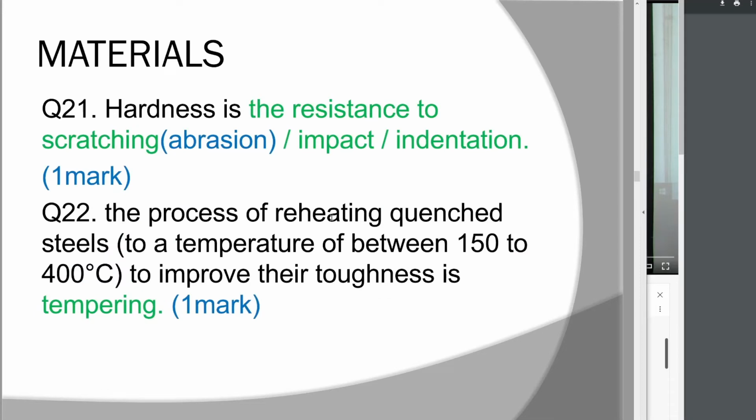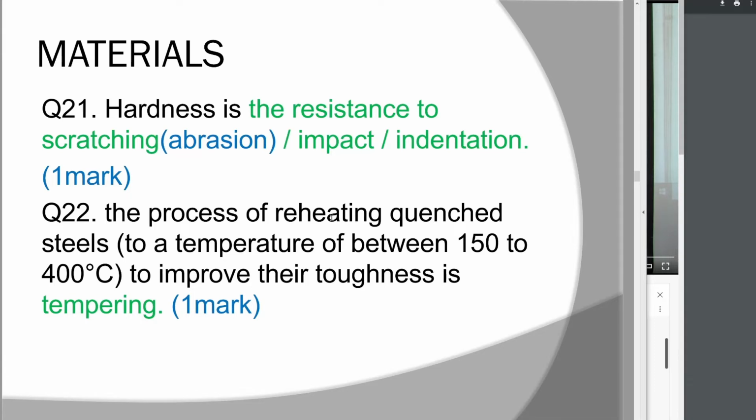Hardness is the resistance to scratching, or abrasion is the better term, impact or indentation. Most people are pretty good at that. That's a pretty common one. The process of reheating quenched steel. We talk about testing, and I've talked about, say, the Rockwell hardness test, my nemesis Sam Rockwell, and the other tests like Vickers and the thin metals, the Knoop, and Brinell, which is from the before time, and the Shore D test, which is portable.